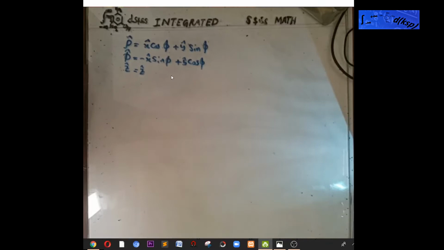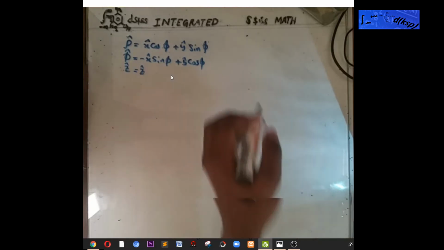First of all, let me explain what the del operator is in the cylindrical coordinate system. This is pretty much usable when you are dealing with the divergence theorem and the curl theorem, when you have an electric field or magnetic field. You need to use this when you're using the cylindrical coordinate system.